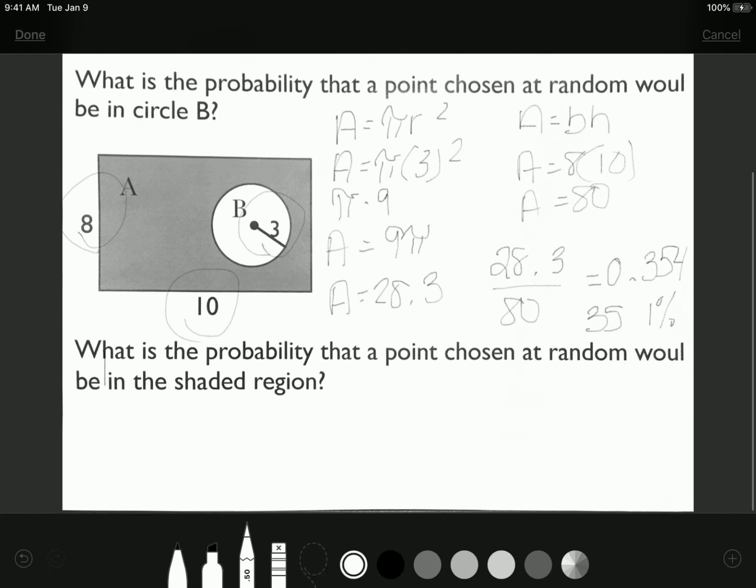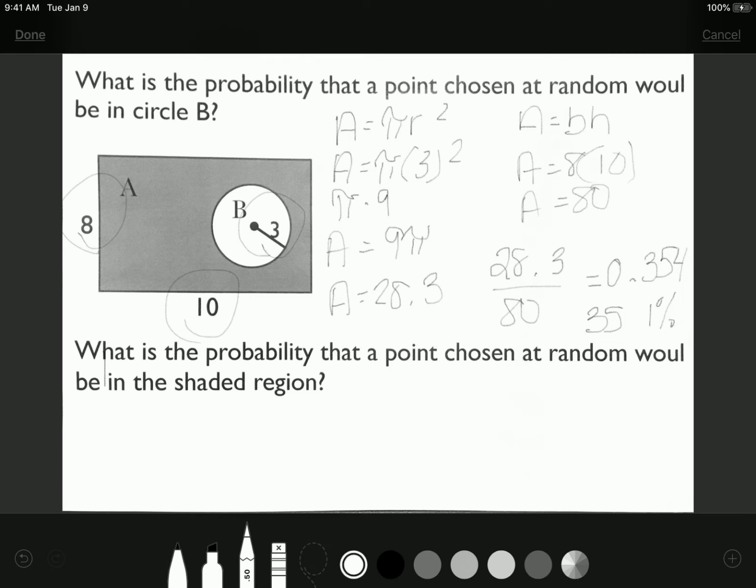So now, what's the probability that a point chosen at random would be in the shaded region? Okay, now, the shaded region has a section cut out of it. It has that circle cut out of it. So we want to take 80 minus 28.3 and figure out what that is, so that way we can do the same ratio that we just did before. So if we do that, 80 minus 28.3 is going to give us 51.7.